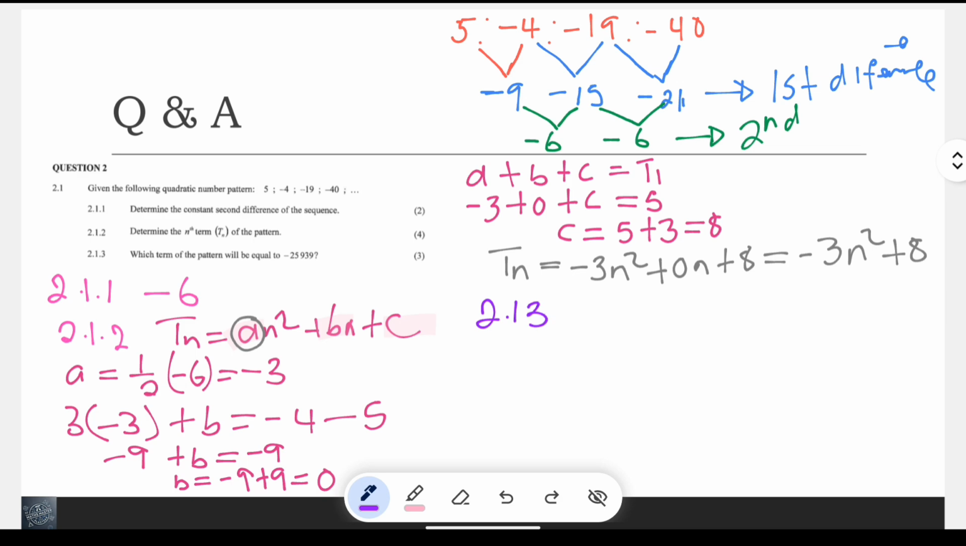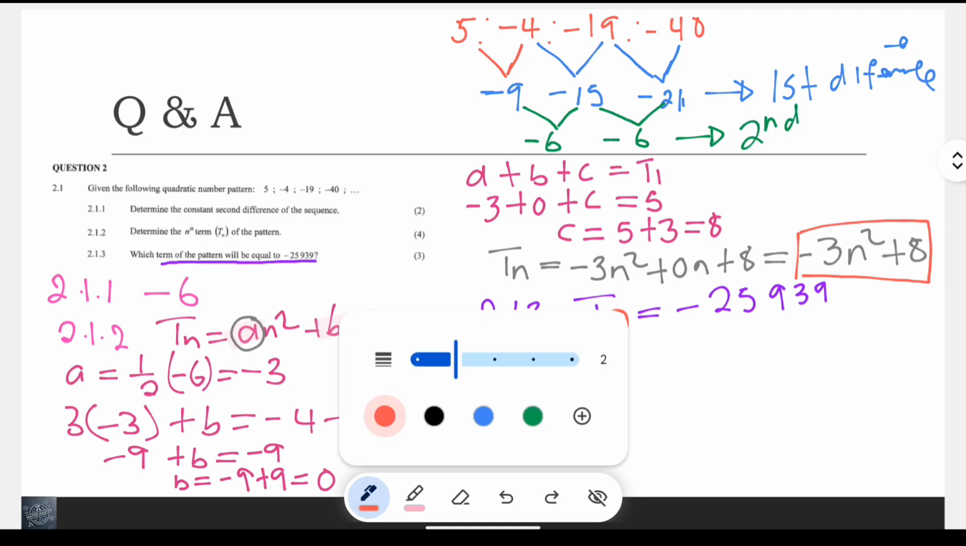2.1.3. Which term of the pattern will be equal to minus 25939? Which term will be equal to that? So we're going to look for the position of the term, so that we can find the term which will be equal to minus 25939. So now we're going to say which term. Tn is equal to minus 25939. Remember what we're looking for? We are looking for the term. Therefore, we're going to look for n in this case. So now we're going to use the same equation from up here to get the position of the term.